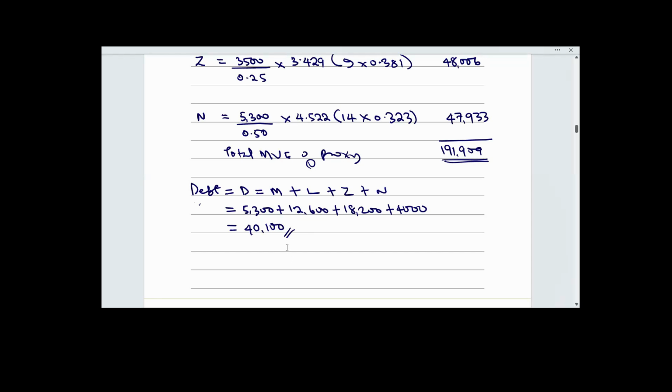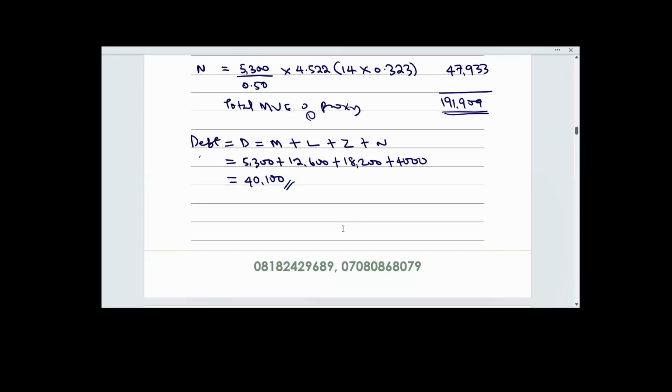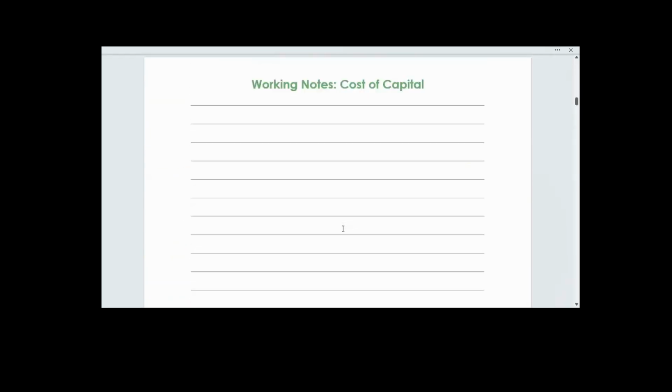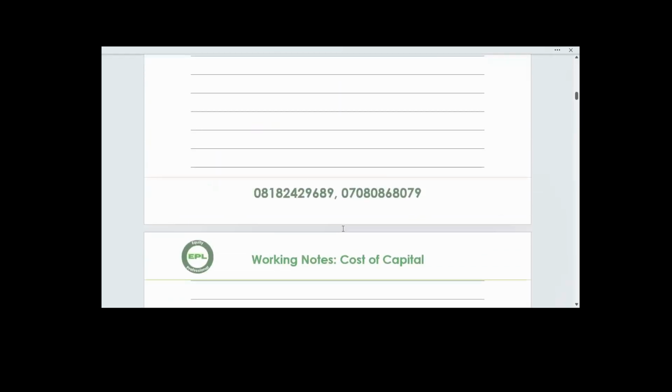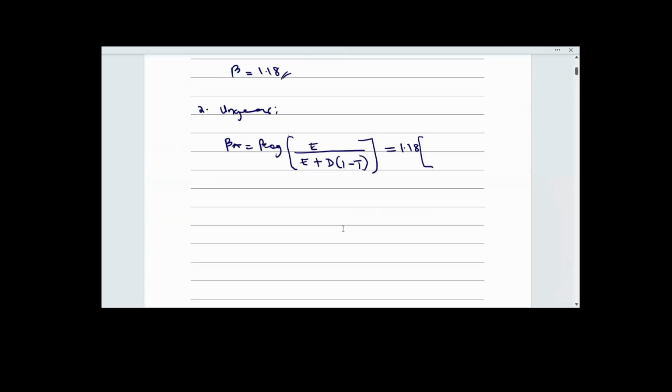So we have gotten E and D, that is value of equity and value of debt. So let's go back to our main calculation. You can see for the past between 5 and 10 minutes ago, we could not continue because the information that we need is not available in the question. And that's why we have to go and do our workings first. This is what is expected of you on the day of your exam.